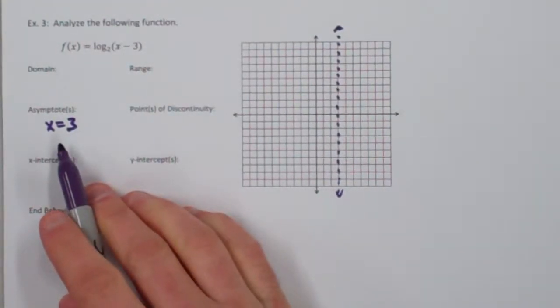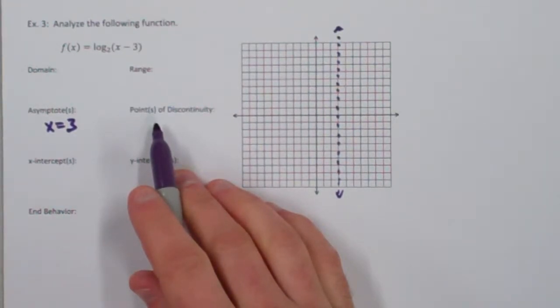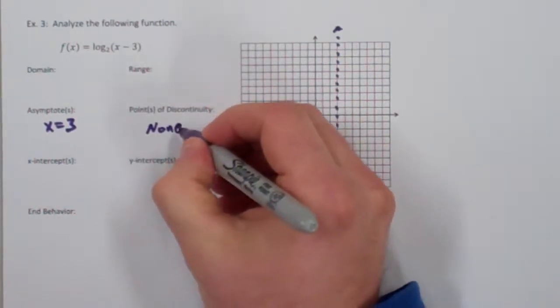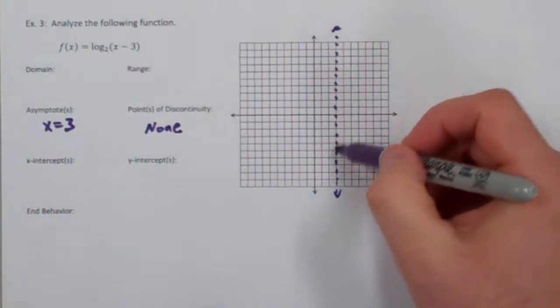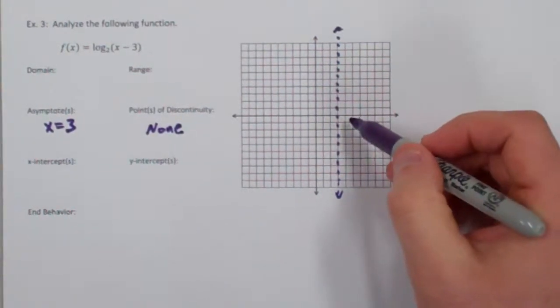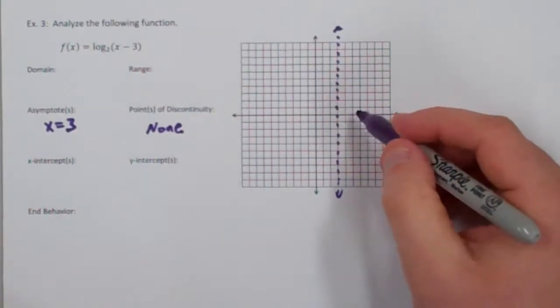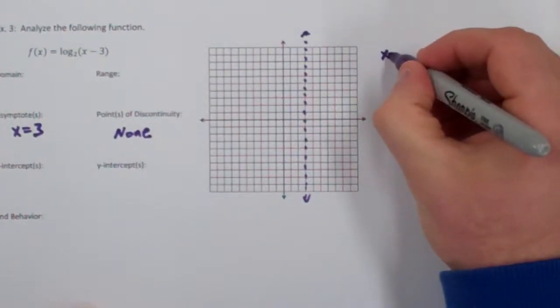After we find this out, we're going to look at our points of discontinuity. Well, both exponential and logarithmic, those are continuous curves, so there will be no points of discontinuity. X-intercepts, this graph is going to look something like this, and it's totally going to have an x-intercept.